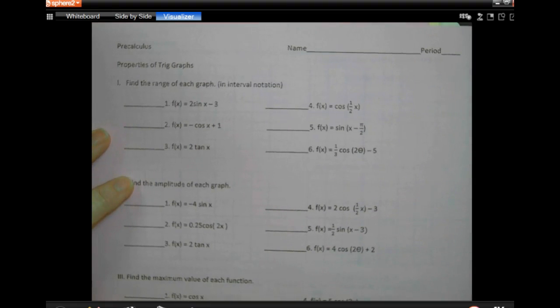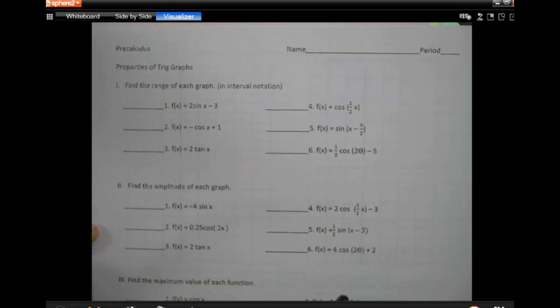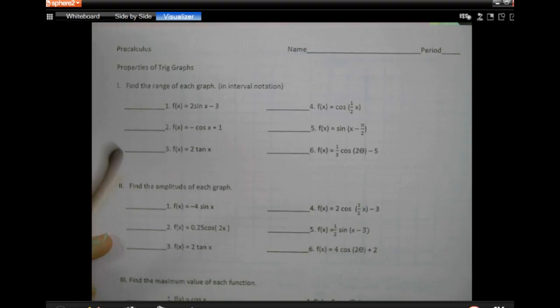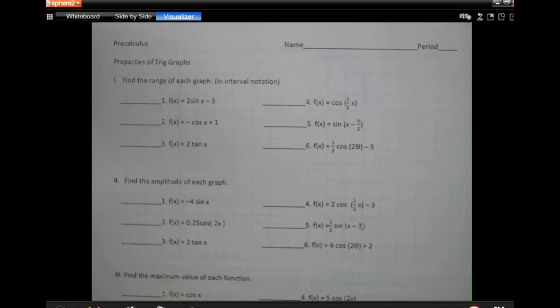All right, we are not going to establish the difference between aunt and aunt, but we can establish the range of the graphs in interval notation. Okay, so Isaac, stop playing with that and pay attention to me.